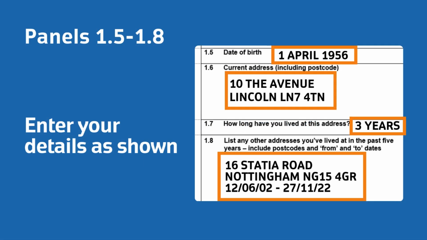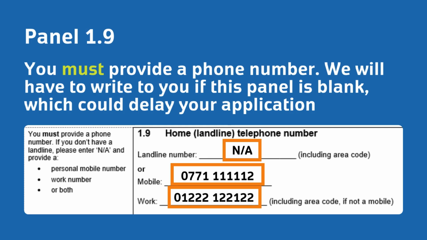Panels 1.5 to 1.8. Enter your details as shown in our example. Panel 1.9. You must provide a phone number. We will have to write to you if this panel is blank, which could delay your application.